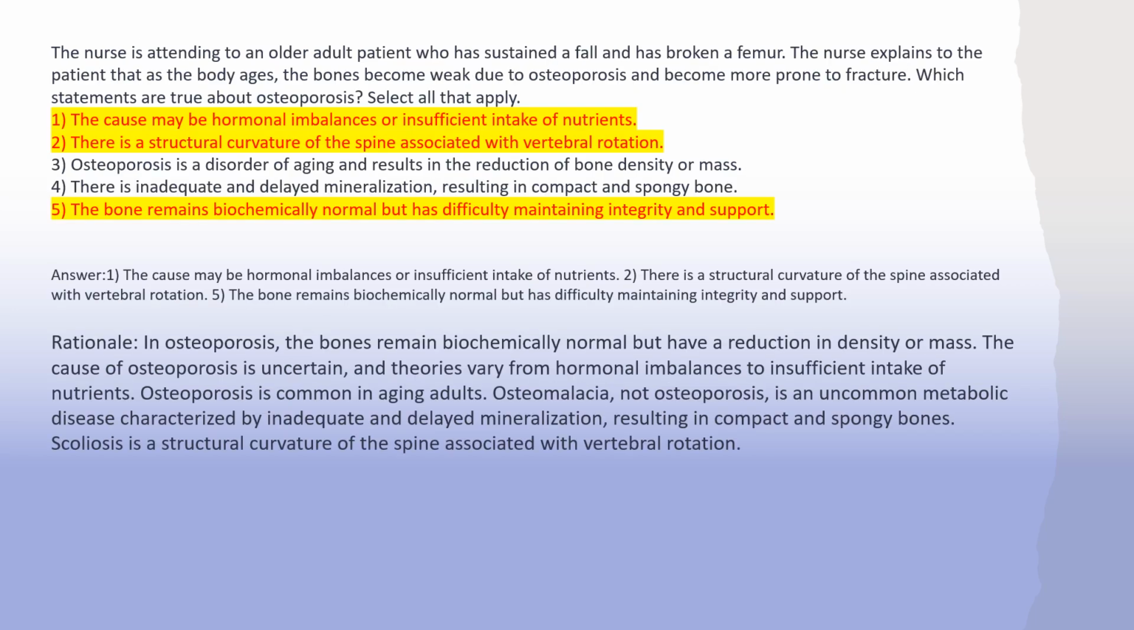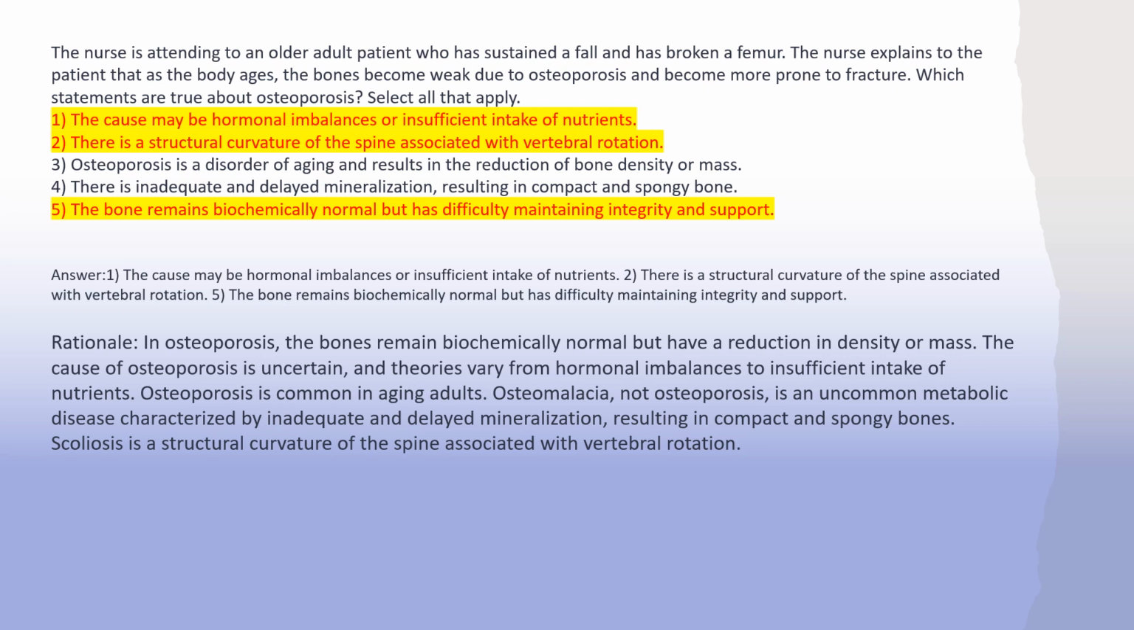Answer 1. The cause may be hormonal imbalances or insufficient intake of nutrients. 2. There's a structural curvature of the spine associated with vertebral rotation. 5. The bone remains biochemically normal but has difficulty maintaining integrity and support. Rationale: In osteoporosis, the bones remain biochemically normal but have a reduction in density or mass. The cause of osteoporosis is uncertain, and theories vary from hormonal imbalances to insufficient intake of nutrients. Osteoporosis is common in aging adults.